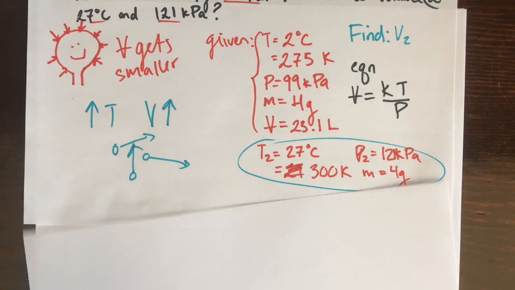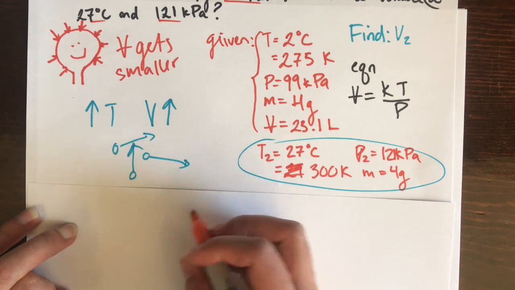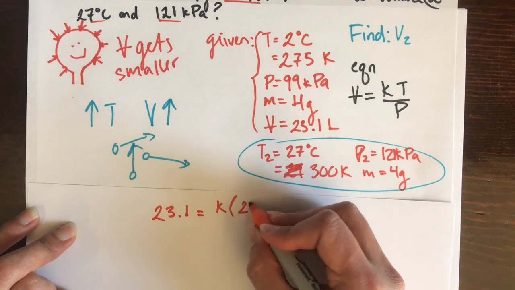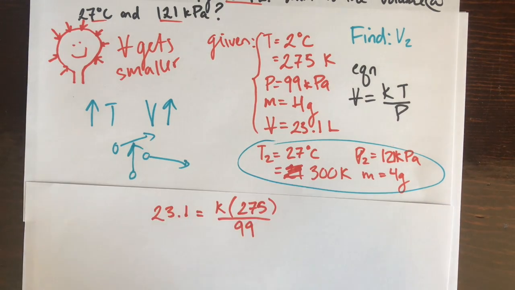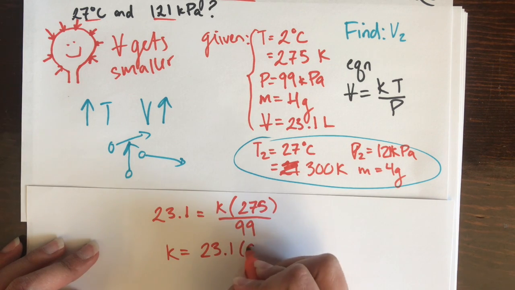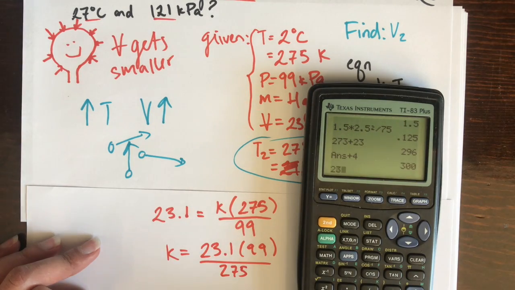And I always, always, always have K when I'm having any kind of variation problem, direct or inverse or joint. I always have a K. So always just write that first. Right, volume varies, and then it's V equals K, and then times whatever else. Okay, so here I'm going to plug in all of my knowns to figure out what K is. So 23.1 equals K times 275 divided by 99.